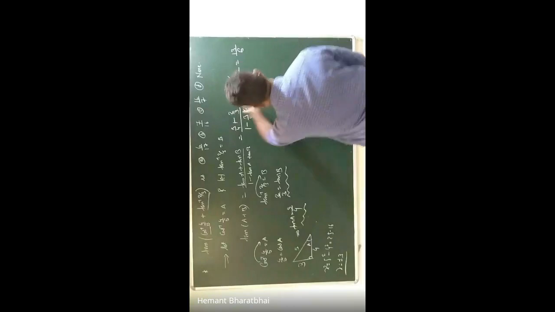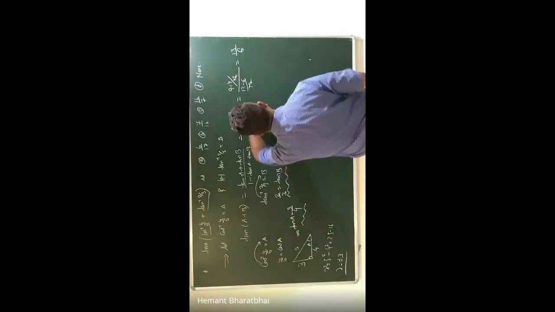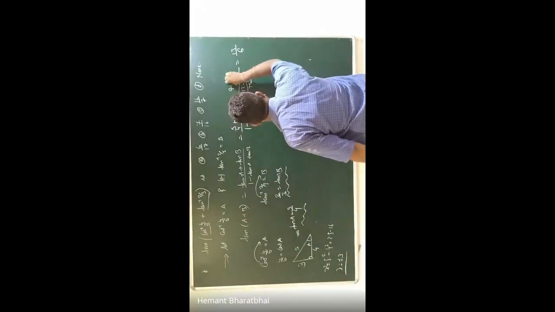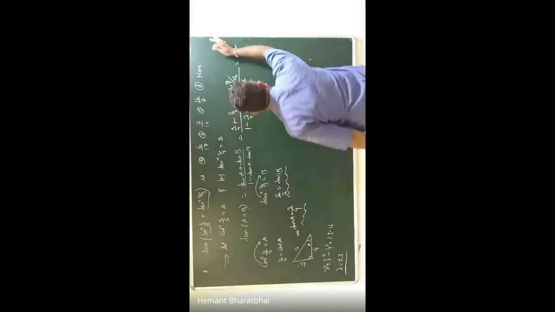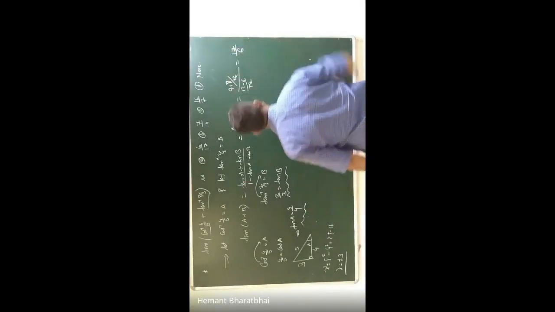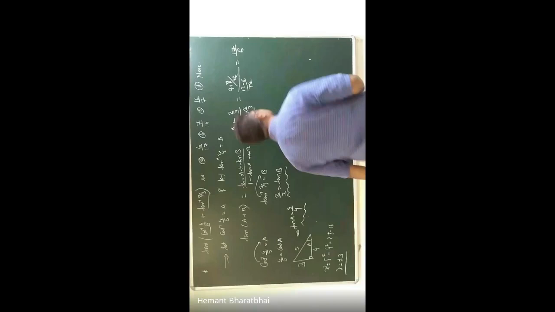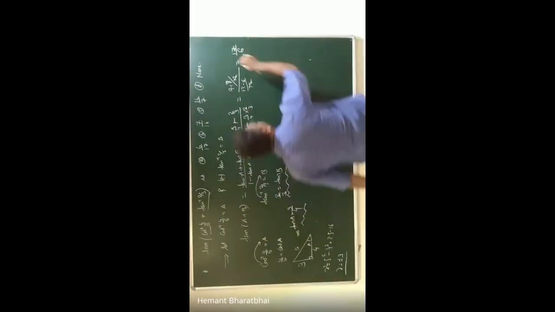No, sorry, mistake. So 3 into 3 is 9, and 4 into 2 is 8. So it will become 9 plus 8, so that will become 17 by 6. So the answer for the given question is 17 by 6.